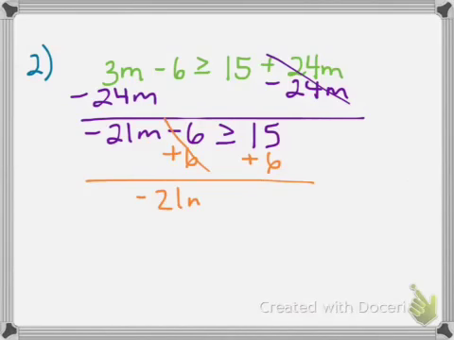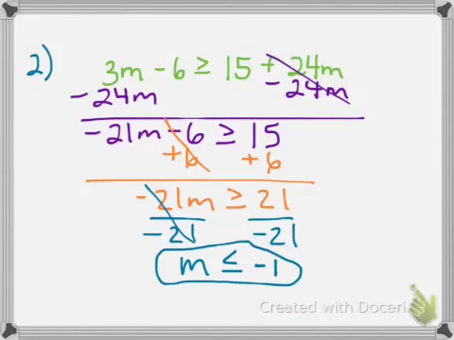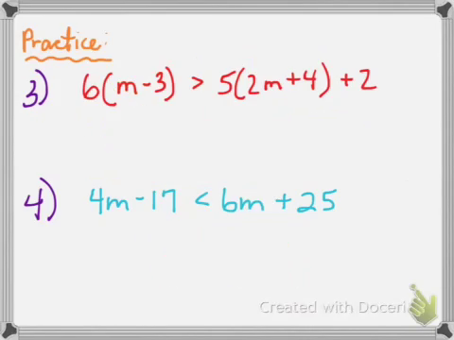So I have negative 21m remaining on the left side is greater than or equal to 21. And then the next thing I want to do is divide both sides by negative 21, because that's my coefficient. These will cancel out. And then since I divided by a negative coefficient, I'll flip my inequality symbol. 21 divided by negative 21 is negative 1. So for 2, you should have gotten m is less than or equal to negative 1. So here are 2 more practice problems.